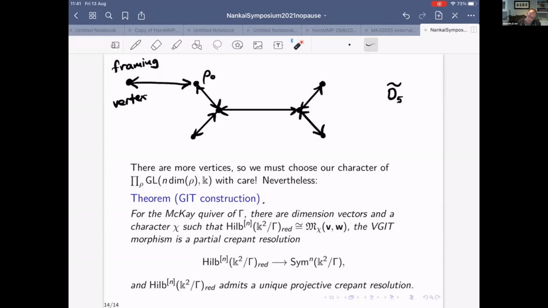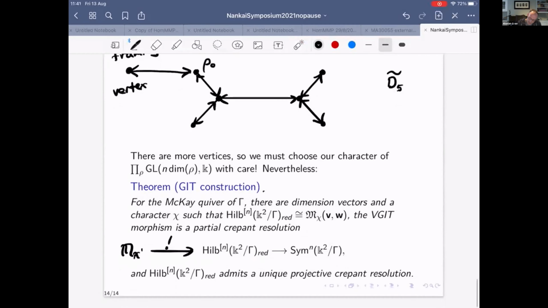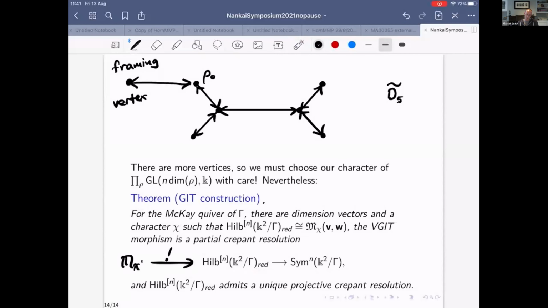But nevertheless, it's a partial crepant resolution, and this admits a unique projective crepant resolution. In other words, there's some unique chi prime. So there's a unique projective crepant resolution that's also a Nakajima quiver variety. And so that's the setup where we have generalized the Hilbert scheme of n points in the affine plane to the Hilbert scheme of n points on any ADE singularity. And perhaps I'll stop there.